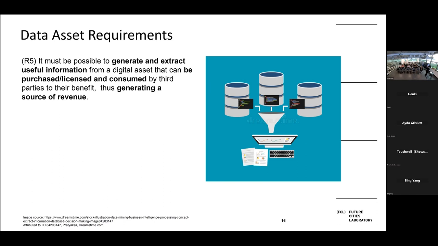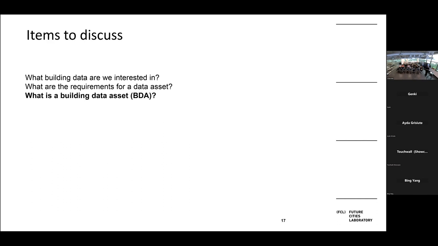And the other important thing is that there should be a monetary exchange of money between the part that produces the data and the other part which is consuming this data. So it should definitely be able to generate a source of revenue. So these are the five requirements that we impose on a data asset. And once we do that, we come to see what exactly a building data asset is.